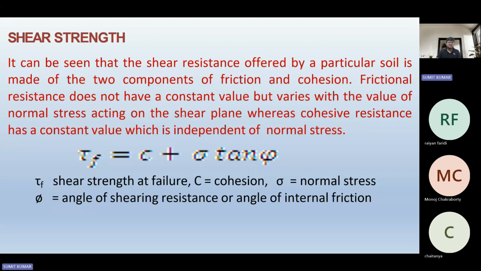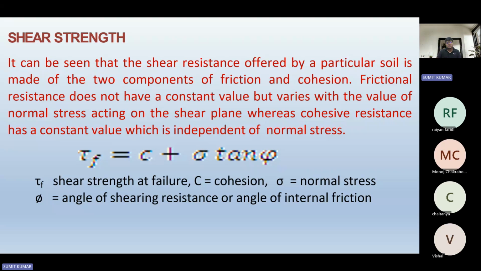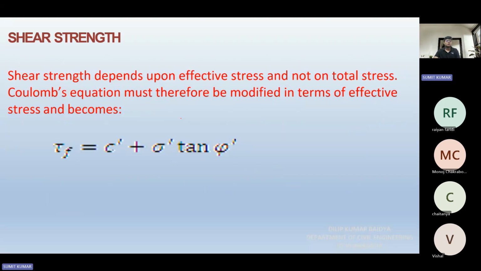Talking about tau f, it is the shear strength at failure, c is the cohesion, sigma is the normal stress, and phi is the angle of internal shearing resistance or angle of internal friction. Now the shear strength depends upon the effective stress and not on the total stress. The Coulomb equation must therefore be modified in terms of effective stress and becomes tau f equals c dash plus sigma dash tan phi dash.